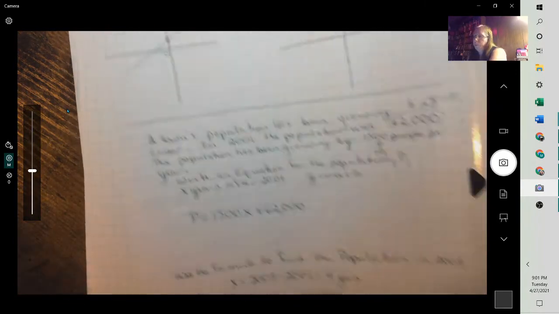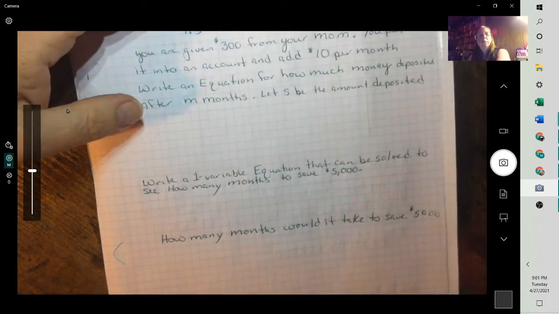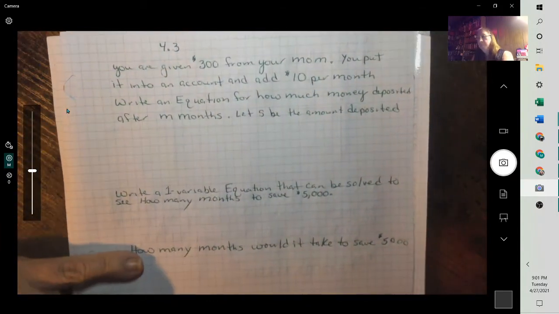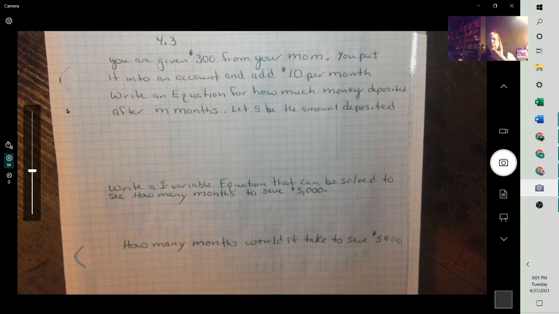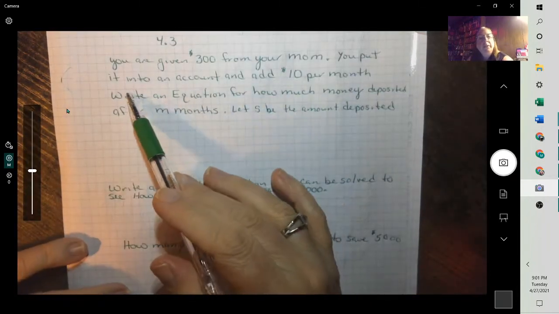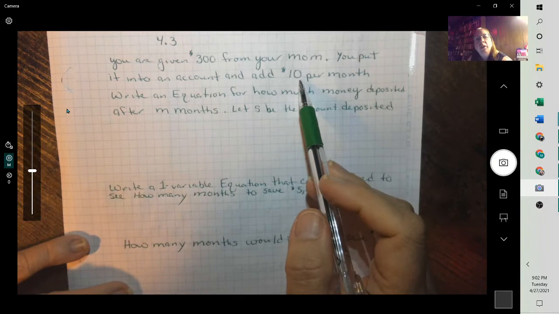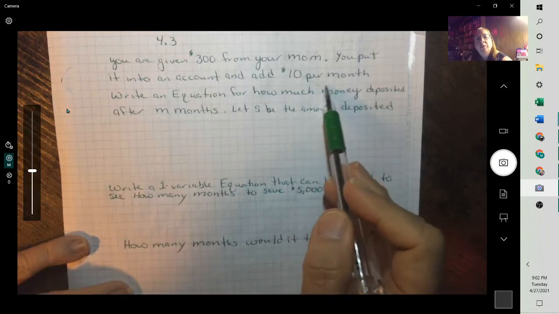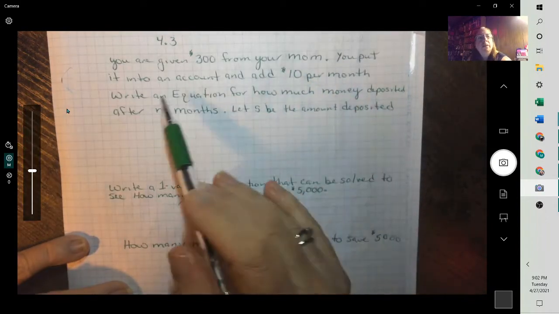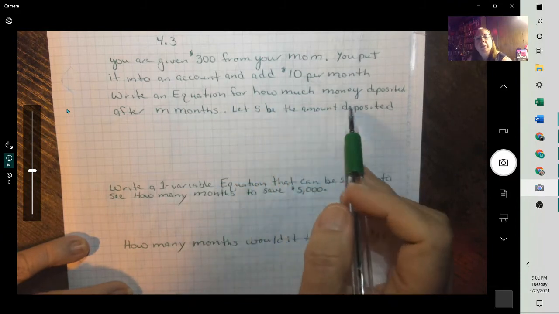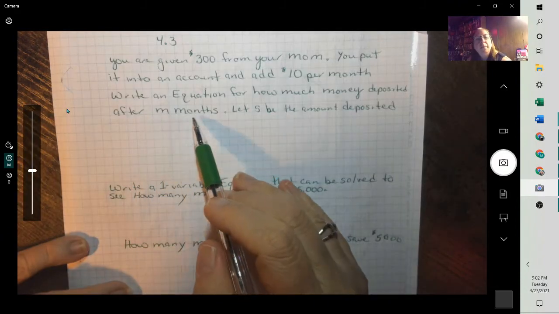So that's 4.2. In 4.3, there was also a story problem, and I want to try this one. You're given $300 from your mom, and you put it into an account and add $10 per month. Keyword: dollars per month. Write an equation for how much money is deposited after M months.